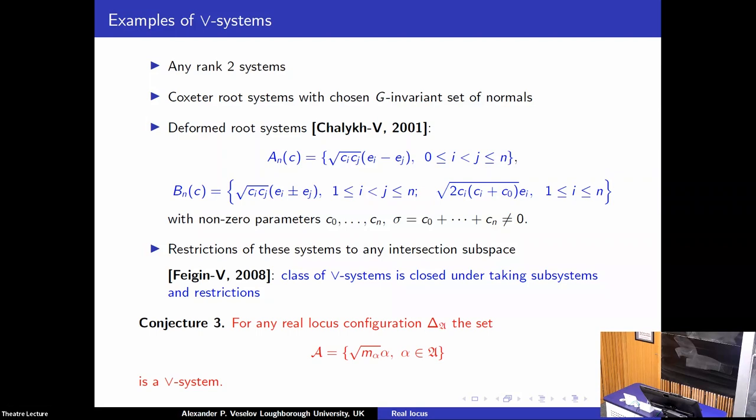Alek Chalov told me something, but anyway, maybe we can talk. So the conjecture. I'm talking about these two things, because the locus configuration conjecturally is part of this. Namely, if you take a locus configuration from Chalykh-Veselov, and rescale it by the square root of the multiplicity, then you will have a check system, for any real locus configuration.